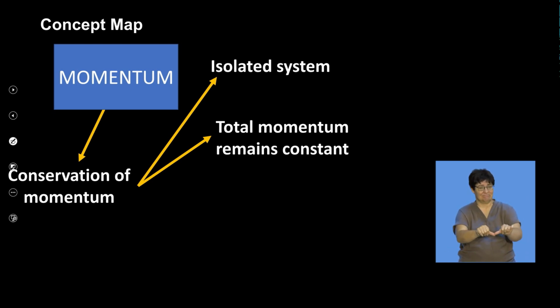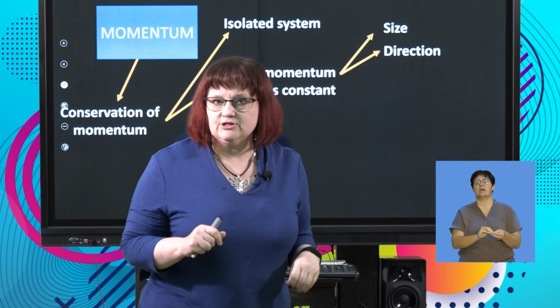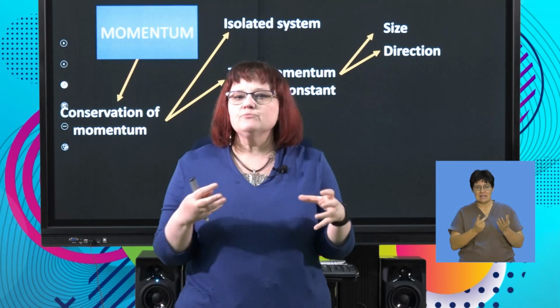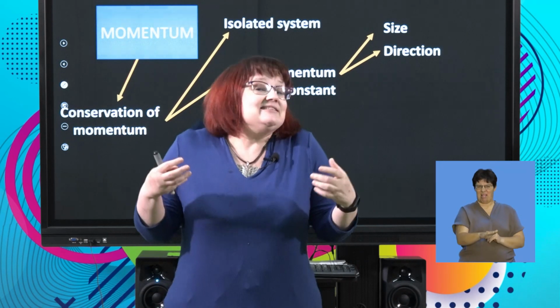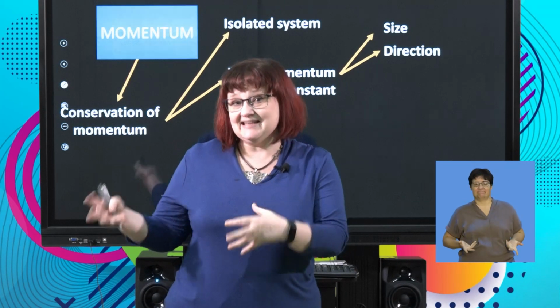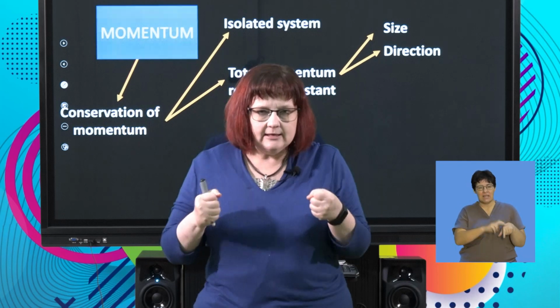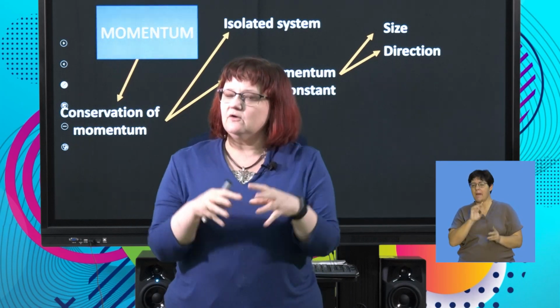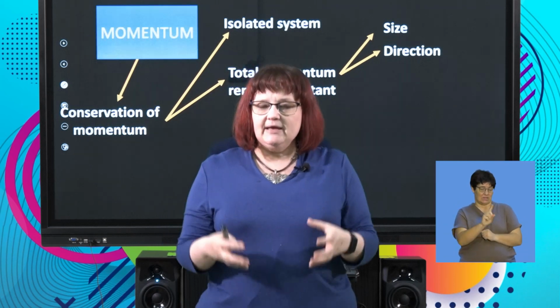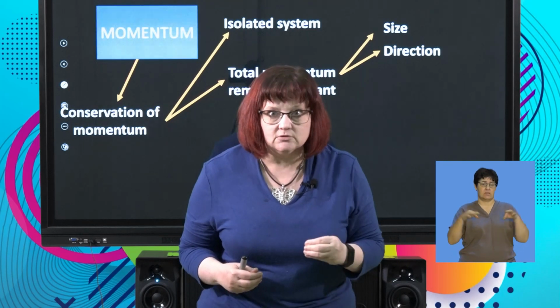Remember, we're dealing with vectors. And with the total momentum remaining constant, we're going to consider the size of the total momentum and the direction. Now, that's something new in terms of your conservation laws. You haven't done a conservation law yet that involves a vector. You've only done one that involves a scalar, which is energy, okay? So here we're going to have to put our thinking caps on so that we can keep track of what's happening with the direction, because momentum's a vector, so direction is very, very important.